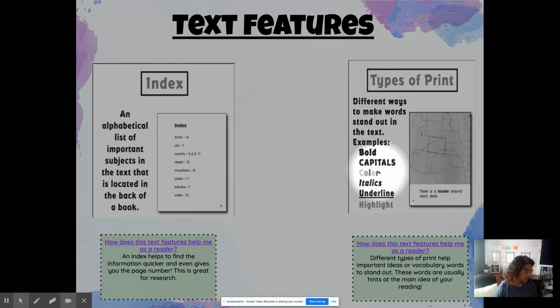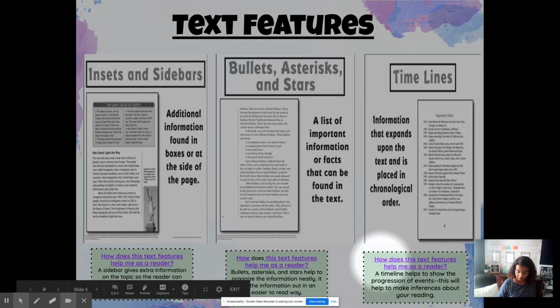So these types of print are so cool because they keep us interested. Like if you look right here, I love how you can tell from far away even how there's some words in red, there's some words in green. The title is in this really cool font, like right here. And I love all of that. So why do they do that? Well, different types of print help us to understand different ideas.